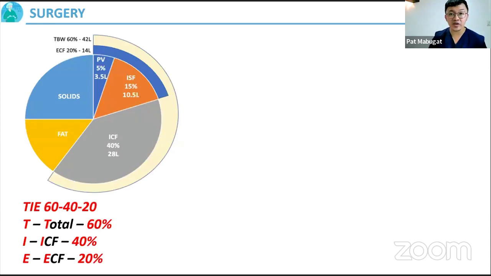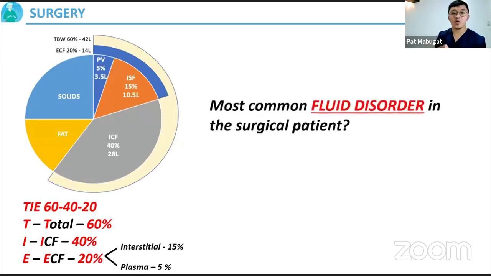Now the total body water is divided into intracellular and extracellular. Most of it is found inside your cells to maintain your homeostasis. So 40% of your total body water is actually inside your cells. 20% is outside the cell. Outside the cell, it can either be found in tissues, your interstitial fluid, which makes up 15%, or inside your plasma, inside your blood vessels. So that's 5%.